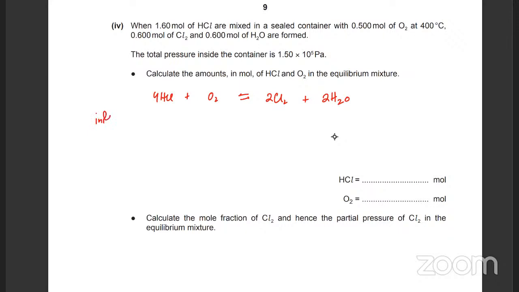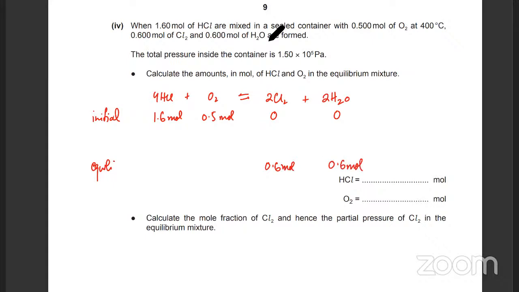Now, initial moles first. What are my initial moles in the container? 1.6 of HCl. So I've got 1.6 moles of this. And 0.5 of O2. So 0.5 mole. And I don't think they added any products at 400. So initially he didn't add these, so they weren't there before. At equilibrium, they're saying that this much is formed. 0.6 of this and 0.6 of this. So you got 0.6 moles of this and 0.6 moles of this.